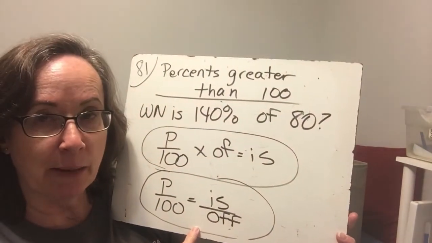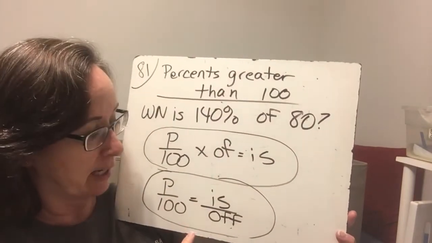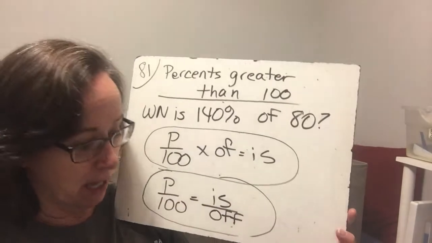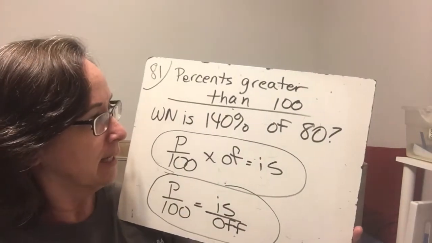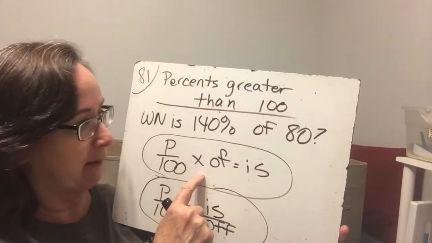This one is setting up a proportion. It works fine too. The percentage over 100 is equal to the is over the of. They both work. I'm going to usually use this one, but I'm going to try to show you both. So let's do this one with this format first.